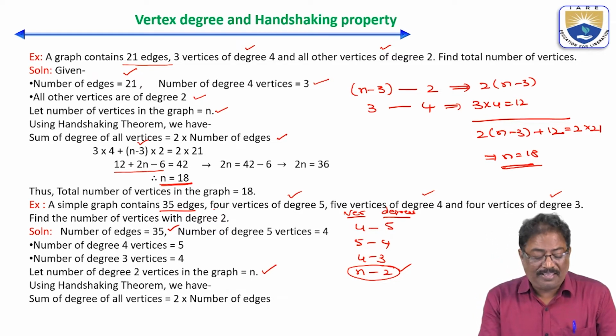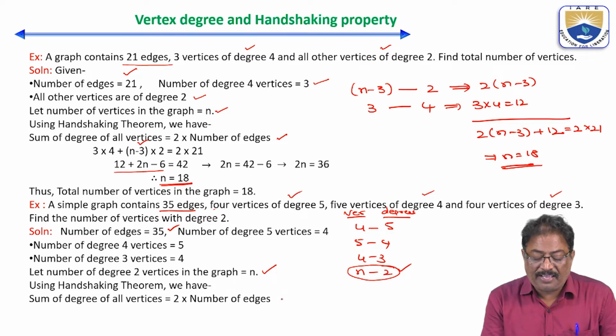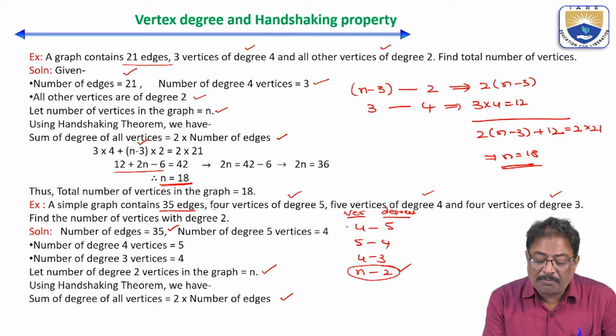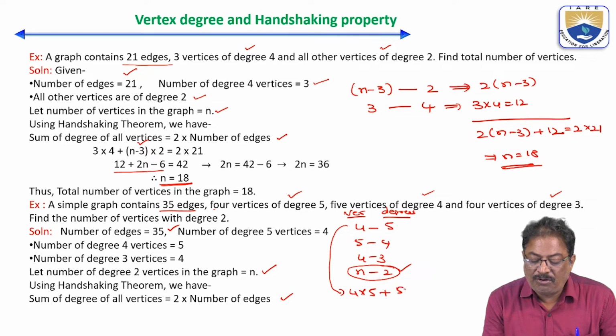Then, by the handshaking property, what is the total sum of the degrees of vertices? This is 4 into 5 plus 5 into 4 plus 4 into 3 and then plus 2 into n.